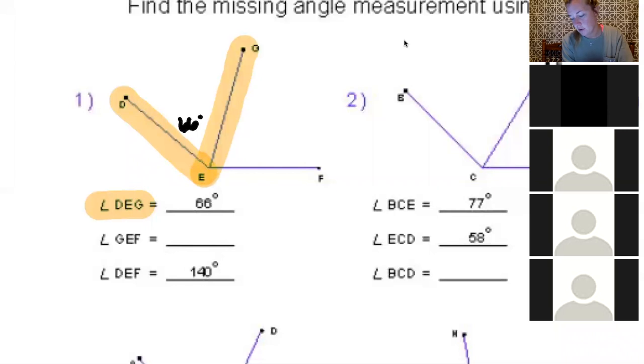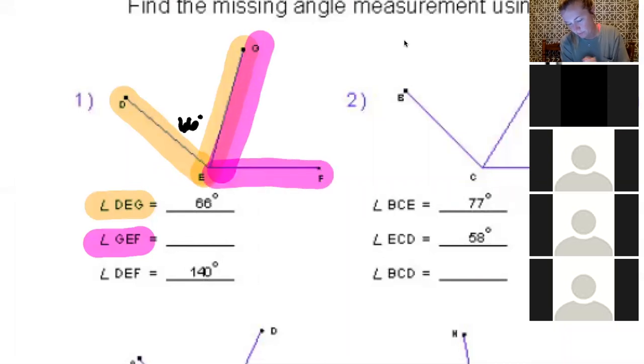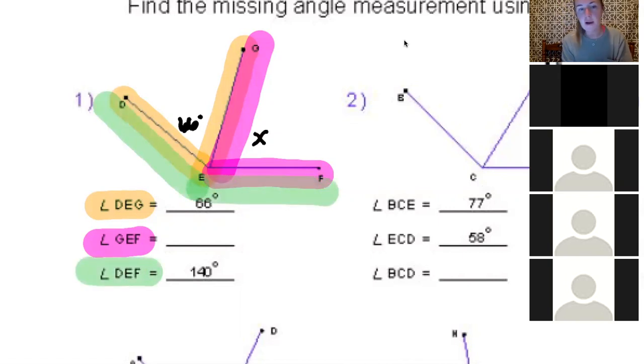Then if we keep going down, the next angle is GEF. So GEF is right here, this pink one. And we don't actually know anything about that, so that's what we're going to solve for right now, and we're going to call that X. All I'm doing right now is labeling it. By the time we get to the bottom of the page, I won't need to label all these because you'll be more comfortable. And then we have DEF. So DEF is in green right here. I will do this first one just so you can get comfortable with what we are doing, and then we'll go from there.